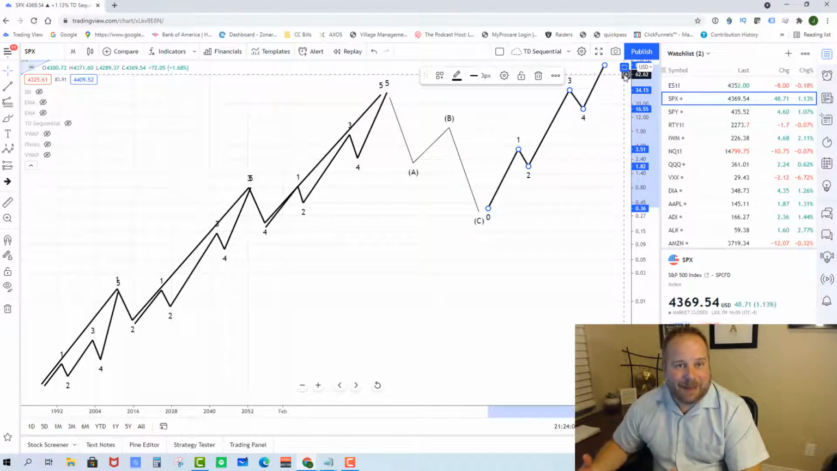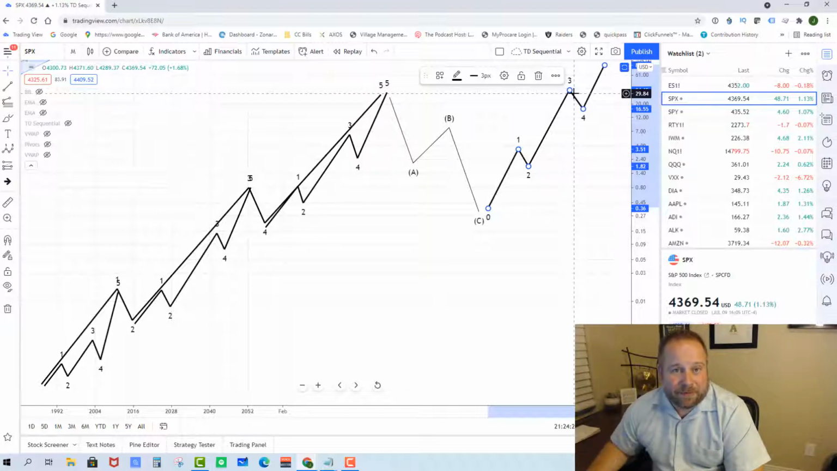All right, so that is the basics of Elliott Wave that you need to understand before we jump into the chart. So let's go ahead and move over to the S&P 500 now, so that it makes a little more sense when you see it on the chart.